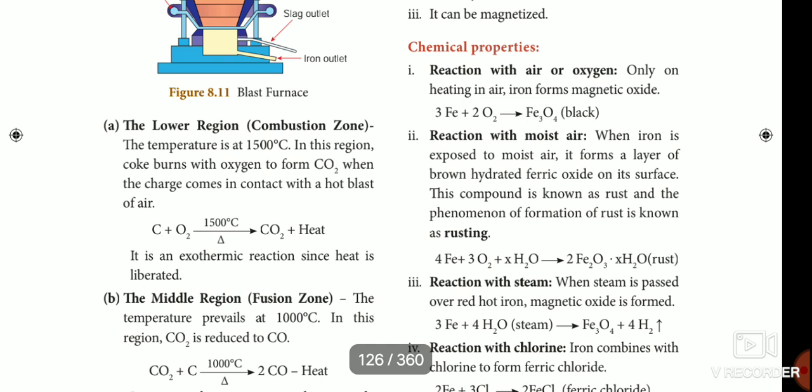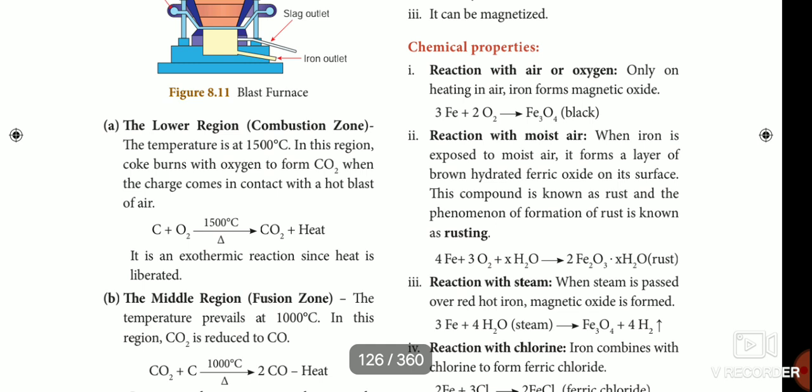Then the reaction with steam. Steam is passed over red hot iron. So the iron is heated red hot in the presence of water, and it forms Fe3O4, the magnetic oxide. So iron is treated with steam at high heat, and the magnetic oxide is formed.